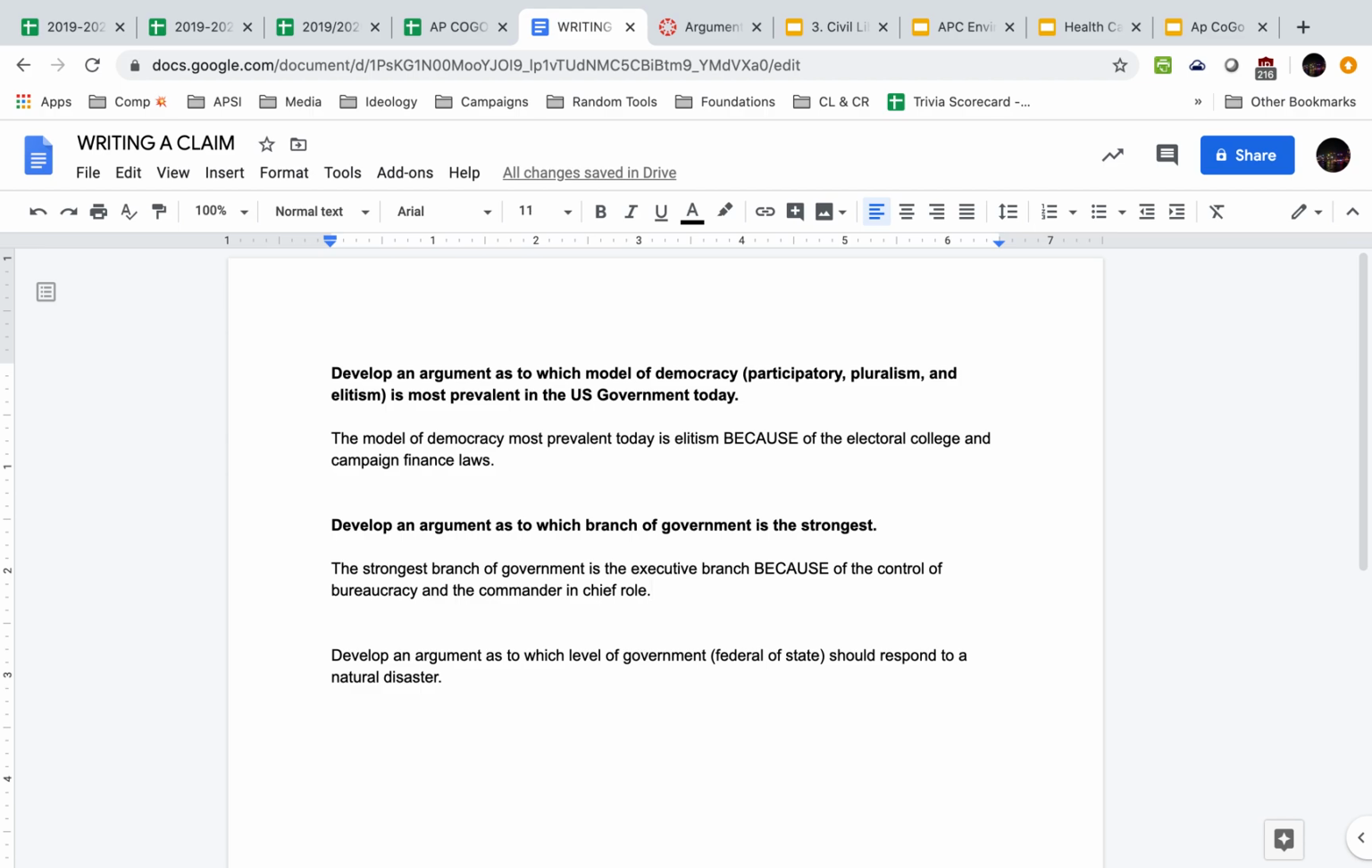I'd spend the first paragraph talking about controlling bureaucracy and how that impacts people the most and how that makes them very, very strong. And then I would also focus in on the commander in chief role. No matter what the legislative tells you to do when it comes to foreign policy and the military, the president controls those troops. And lastly, we have a prompt here that says develop an argument as to which level of government, federal or state, should respond to a natural disaster. And I'm going to write something like this.